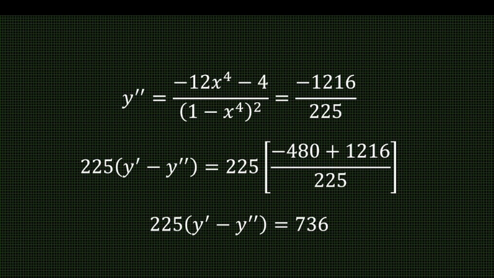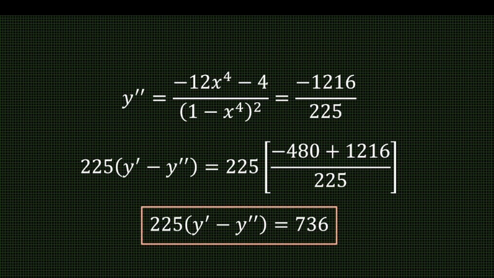Now final answer we have to find 225 into (y dash minus y double dash). So on putting values of y dash and y double dash, we will get 225 into (y dash minus y double dash) is equals to 736. This is our final answer.